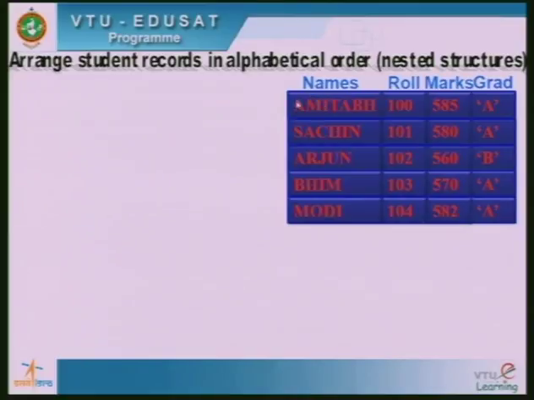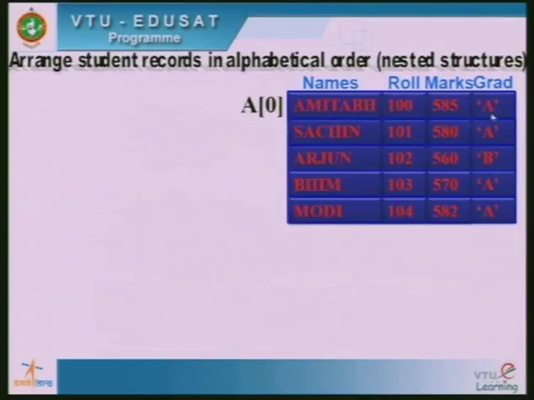As I am going to arrange, the entire data corresponding to Amitabh Bachchan should be there in the beginning, and it has to be followed by what? Arjun, 102, 560, followed by grade B. Because we are arranging in alphabetical order, first what should I get after sorting? Amitabh, followed by Arjun, then Bhim, then Modi, and then finally I want Sachin. So this is the output. Let us try to arrange all these records in alphabetical order.